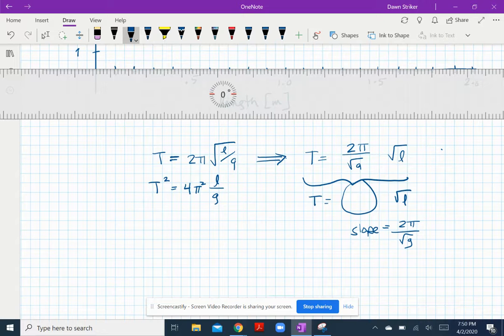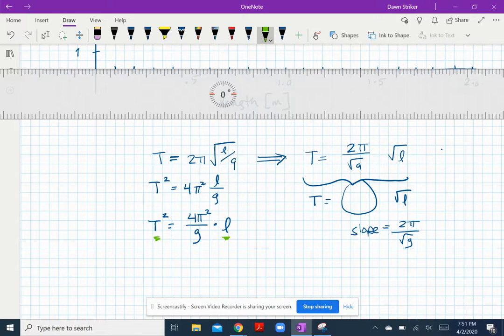Now I'm going to separate the variables like I showed you over on the right. So T squared is equal to 4 pi squared divided by G times L. Now, the variables that I've got as my dependent and independent variable are these, right?